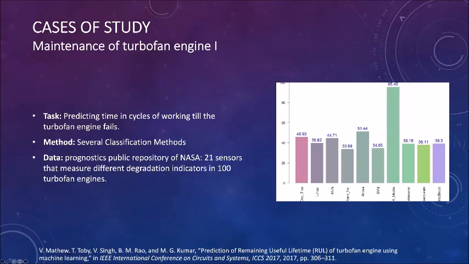In this first article by Matthew et al., the author compares several machine learning algorithms in terms of performance in the task of predicting the time it takes for a turbine to fail. Data were taken from a public repository of NASA and contain data from 21 sensors that measure different degradation indicators in 100 turbofan engines.